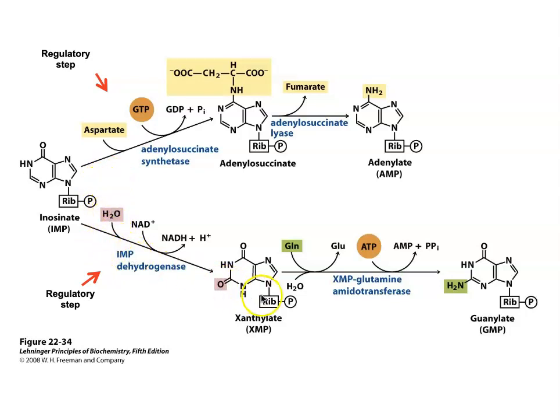So with the help of hydration and oxidation, we basically add an amino group to the inosine ring structure, and we form guanine base. In terms of adenine, again with the help of aspartate and GTP in this case, we replace the oxygen with an amino group to form an adenine base.